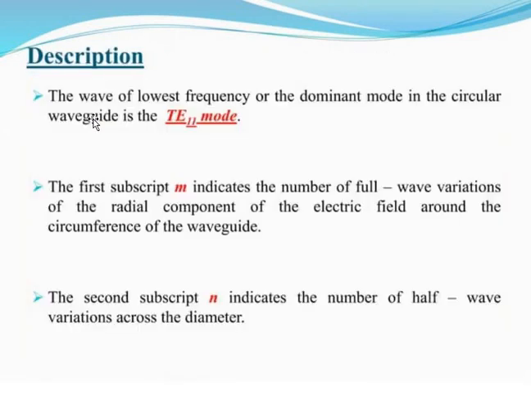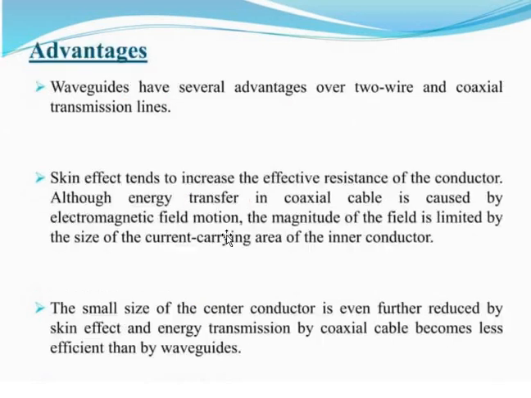And the description is, the main dominant mode of the circular waveguide is TE11, where M and N, the first subscript M is used for the electric field variation around the circumference of the waveguide, and the second subscript N indicates the half wavelength variation across the diameter.